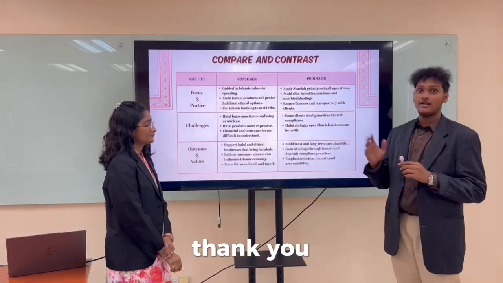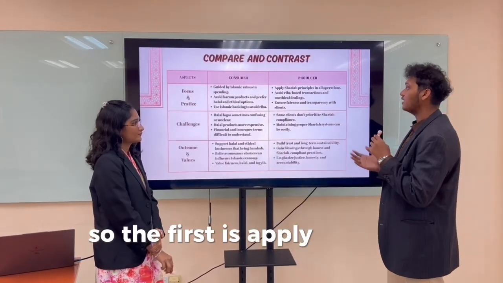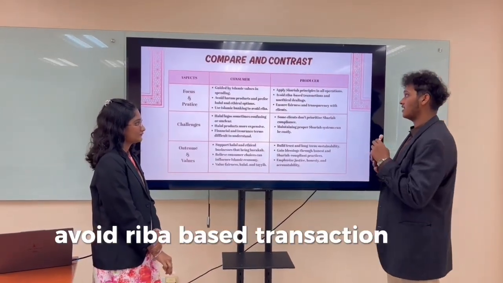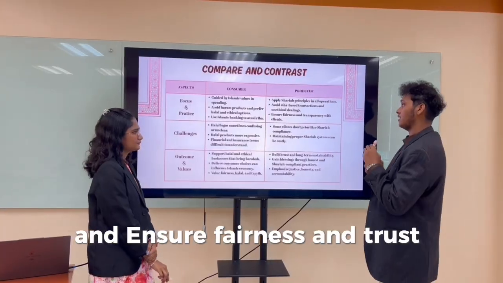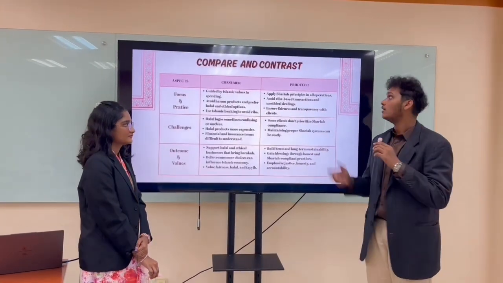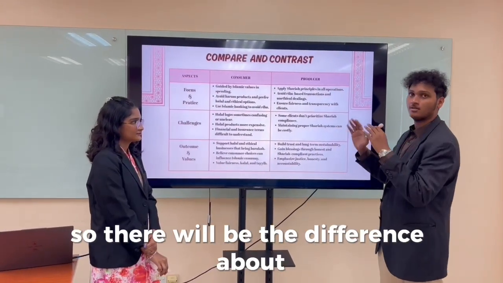Right now, I want to explain about the producer. The first is to apply Sharia principles in all operations, avoid riba-based transactions and unethical dealings, and ensure fairness and transparency with clients. It is because consumers are buying the product, producers are producing the product. So there will be a difference between buying and selling.